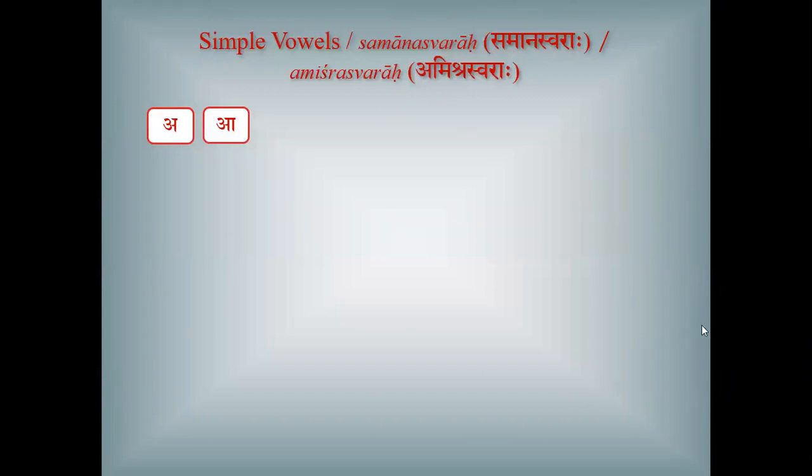Then the next letter is E. E is the next letter. It is a short vowel E. And the long vowel is E. E is the short vowel, which takes one unit of time, and the long E takes 2 units of time. The sound E is produced from the palate. Your tongue should touch the palate and the sound is produced. So A, A from the throat, E, E from the palate.